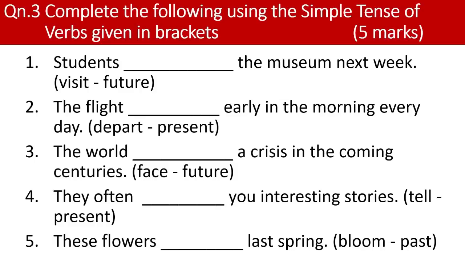Question number 3 tells us that we have to complete the following using the simple tense of the verb given in brackets. Again, there are 5 sentences and 5 marks. Look at the sentences. Students, blank, the museum next week. The verb is visit. You have to use simple future.